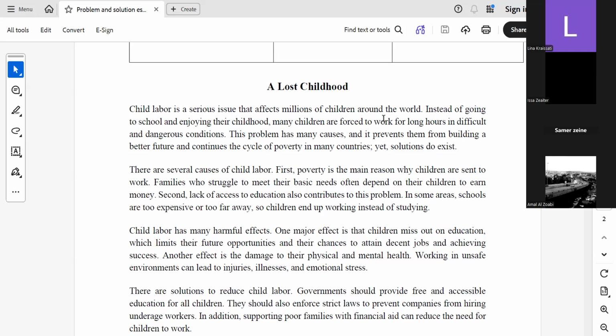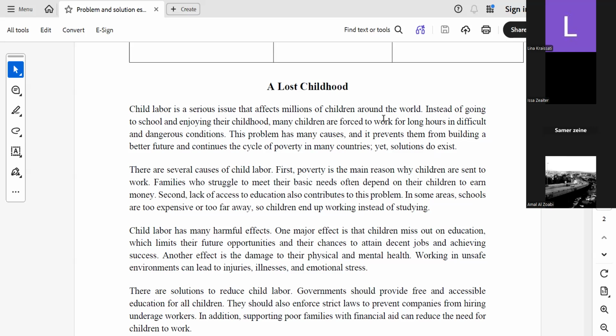Isa? Yeah. Okay. Yes. Now Julia, can you come and read, please? You're going to read and I'm going to explain. A lost childhood. Child labor is a serious issue that affects millions of children around the world. This is the hook. You know from the beginning, the first sentence, which is the hook, that we're going to talk about child labor. That's a serious issue affecting millions of children around the world.